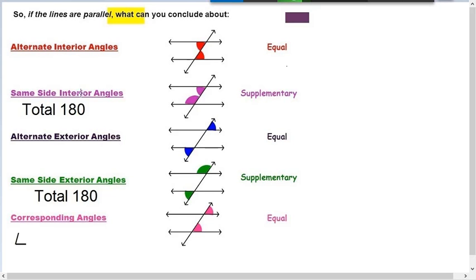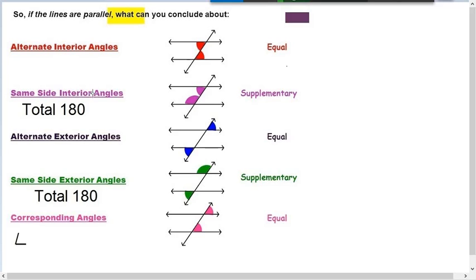Further separated, they can be alternate interior angles or alternate exterior angles. They are always equal. Alternate interior angles form a Z shape, and the exterior ones are opposite to these. Then same side interior angle and same side exterior angle, that's done. This is interior, that is exterior.